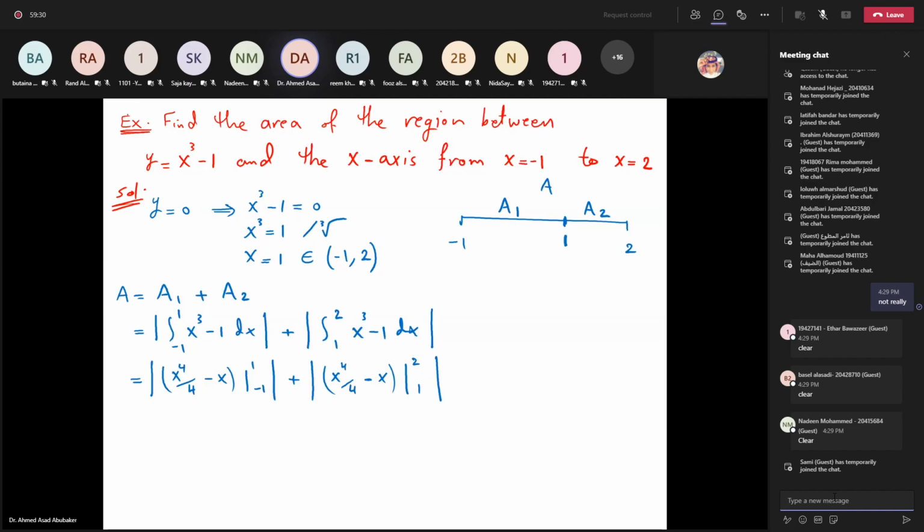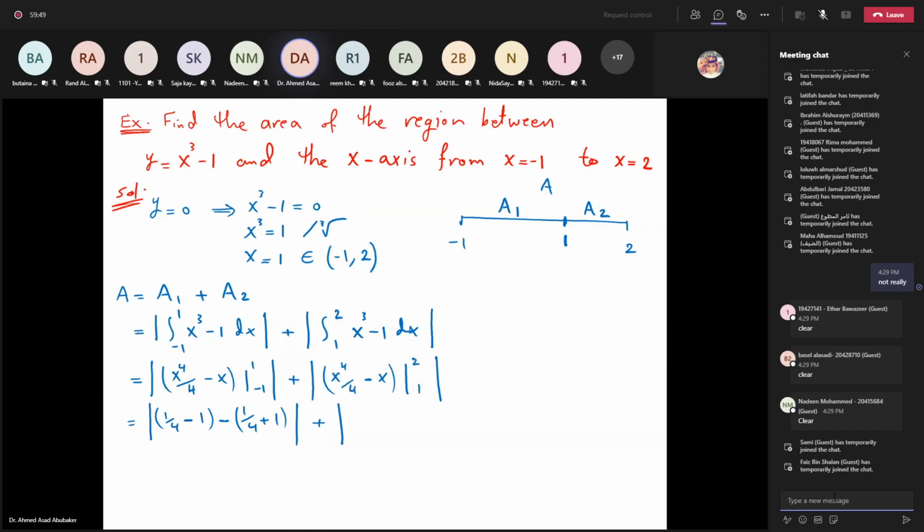Okay, substitute 1 for the first area: 1 over 4 minus 1. Substitute negative 1: 1 over 4 plus 1. In the second area, 2 to the power 4 is 16 over 4, which is 4, minus 2, minus, substituting 1: 1 over 4 minus 1.